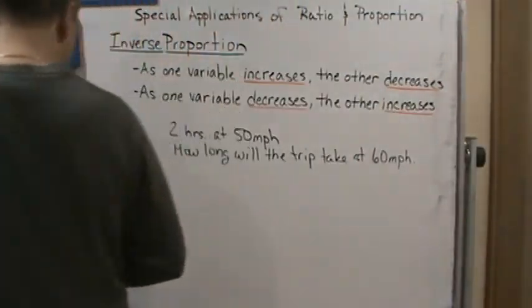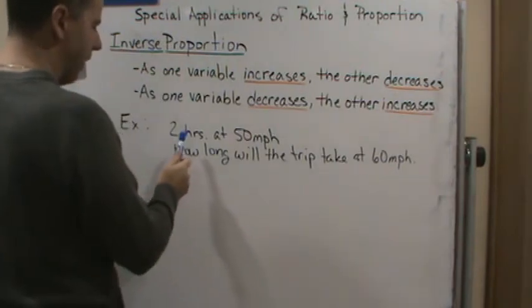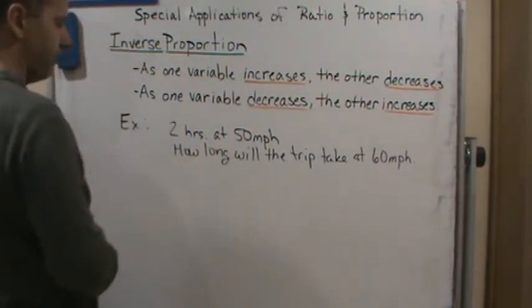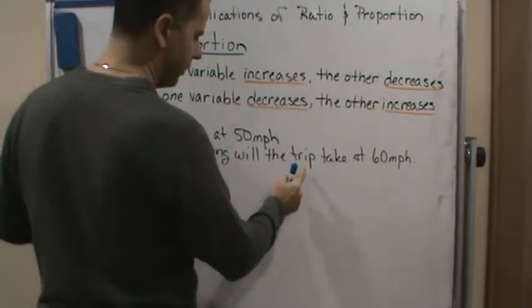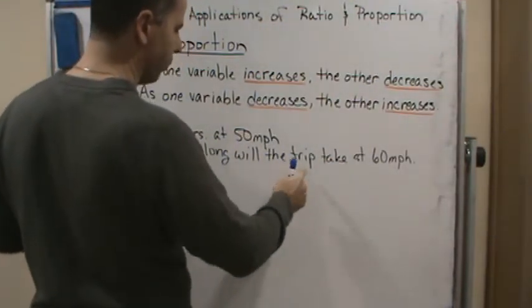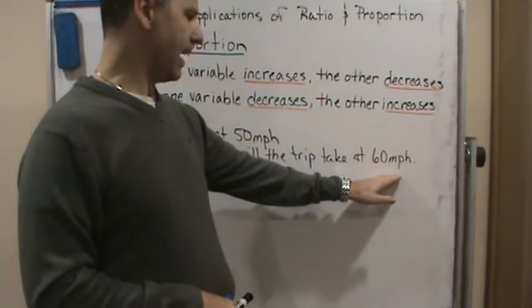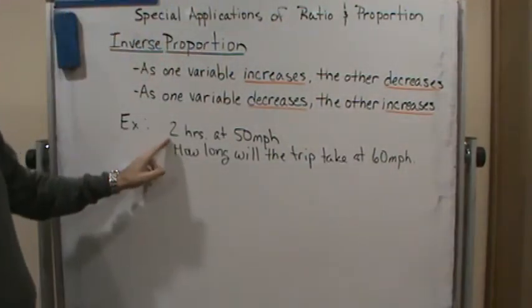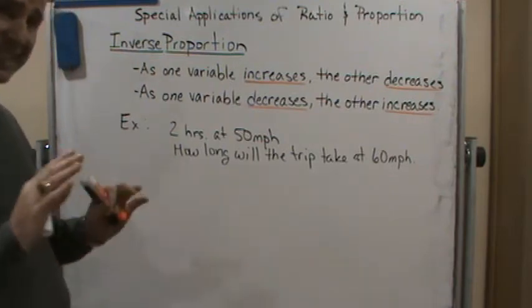So let's do an example of where that comes into play, and then I'll show you how to set it up so that you get the correct answer. If it takes 2 hours to make a certain trip at 50 miles per hour, how long will the trip take at 60 miles per hour? Since I'm going faster, my answer should be less than 2 hours, right? But I need to set it up right.